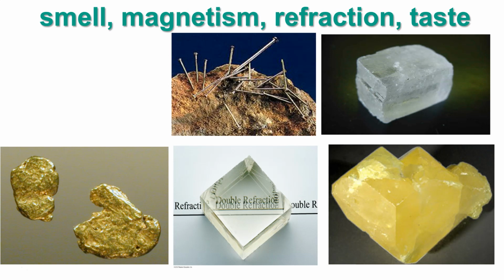Then there's a whole bunch of little ones that you can do. There are certain ones that help distinguish, and you can use smell, magnetism, refraction, taste. For example, you could see at the very top in the center, magnetite. Magnetite and hematite look alike, as I mentioned. You can use their streak as one distinguishing factor. Another one is that magnetite is magnetic.